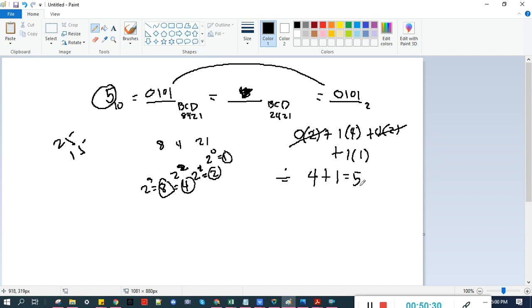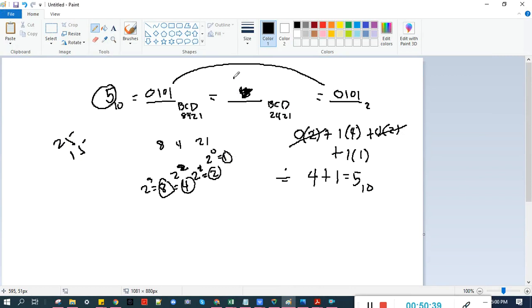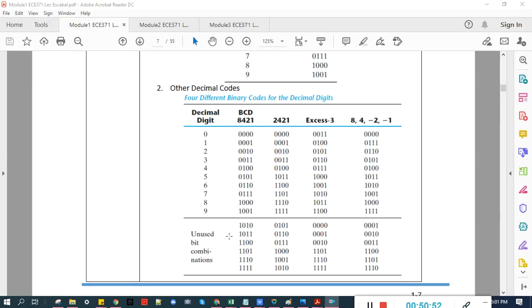We just converted into decimal. This is not the right way. It says here that 24215 is 1011. Anyway, there's a reason why these numbers are chosen this way, but let's not go deeper.